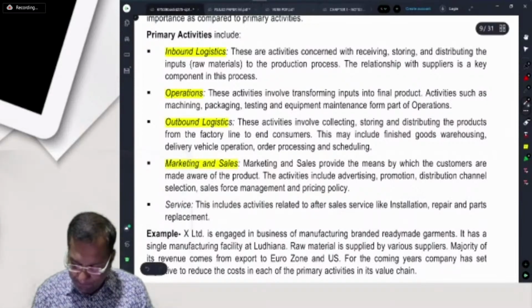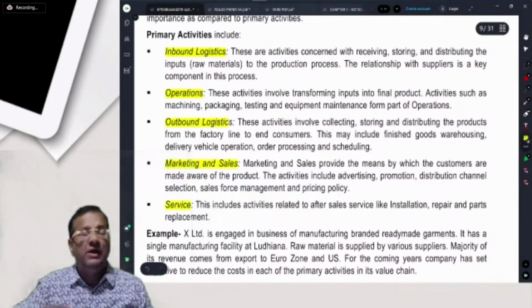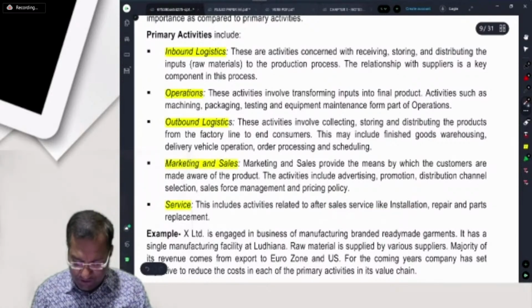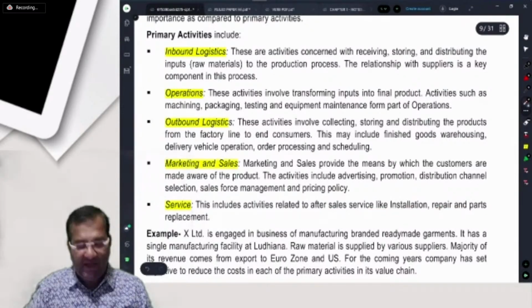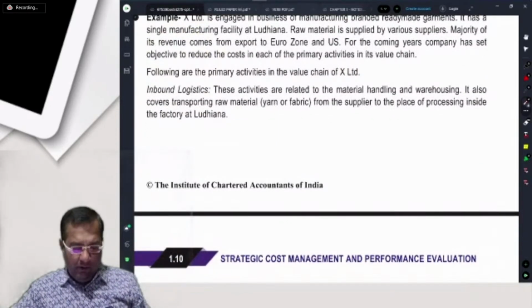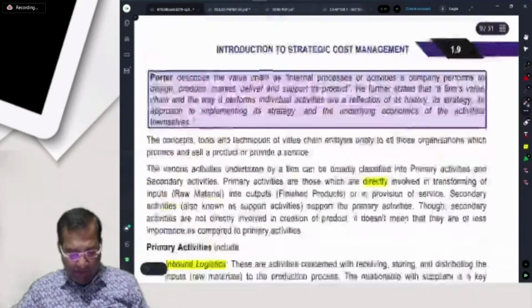It includes promotion. It includes distribution channel selection, sales force management, and pricing policy, which are covered in marketing and sales. The last point, service. Once the goods have reached the final consumer, after sales service support will be covered in this point, for installation, repair, and parts replacement, etc. Okay, beta? So there are total 5 primary activities.